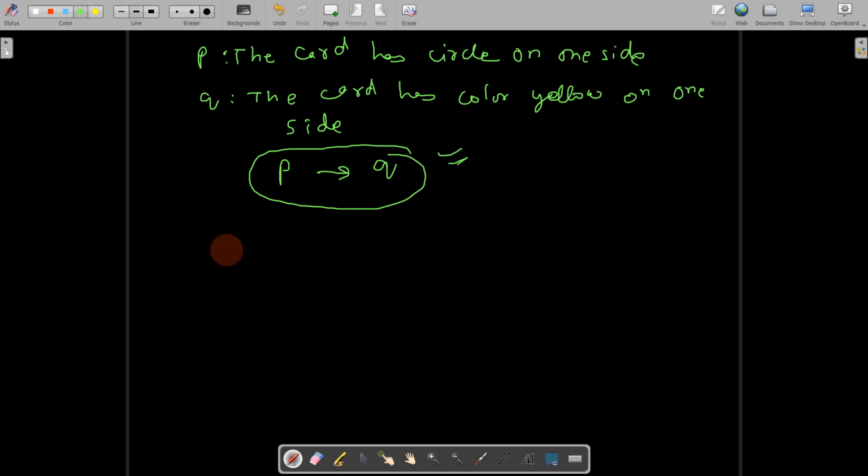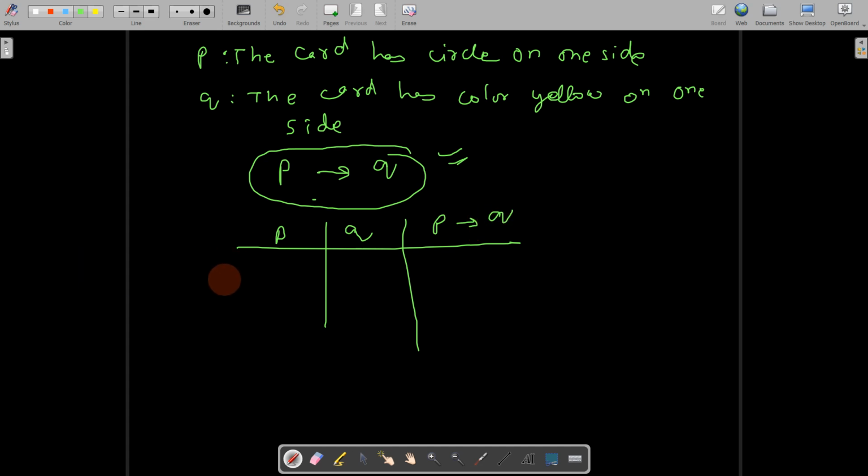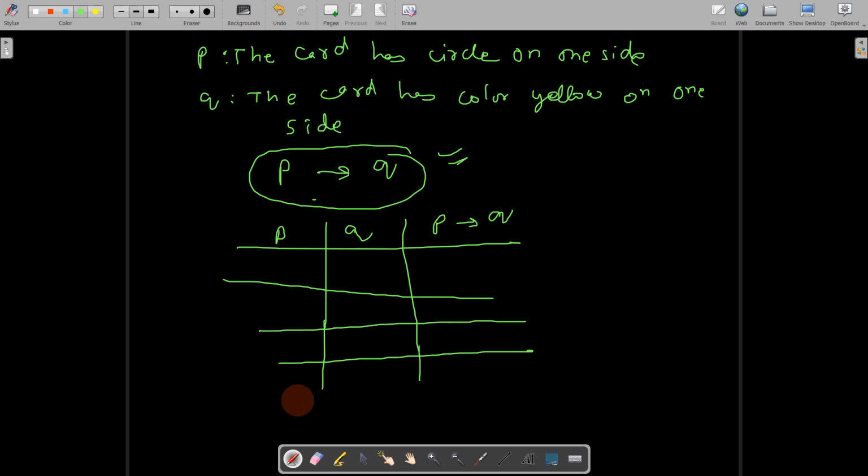Let us write the truth table of P implies Q. Let us quickly do that. Because there are two inputs, there can be four possible value combinations that these two variables can take: P, Q, P implies Q. So 0 0, 0 1, 1 0, 1 1.